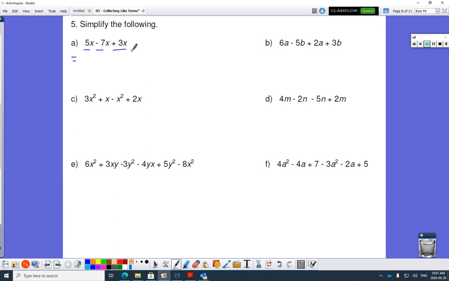After you've decided what like terms are, you just add them all together. 5 minus 7 plus 3. And again, I encourage you, lean on your calculator on these ones, because the mental math might slip away from you in the middle of doing all this other stuff. 5 minus 7 is negative 2, plus 3 is 1. So you can write 1x, or you can just write x. And I'm going to write both this time.